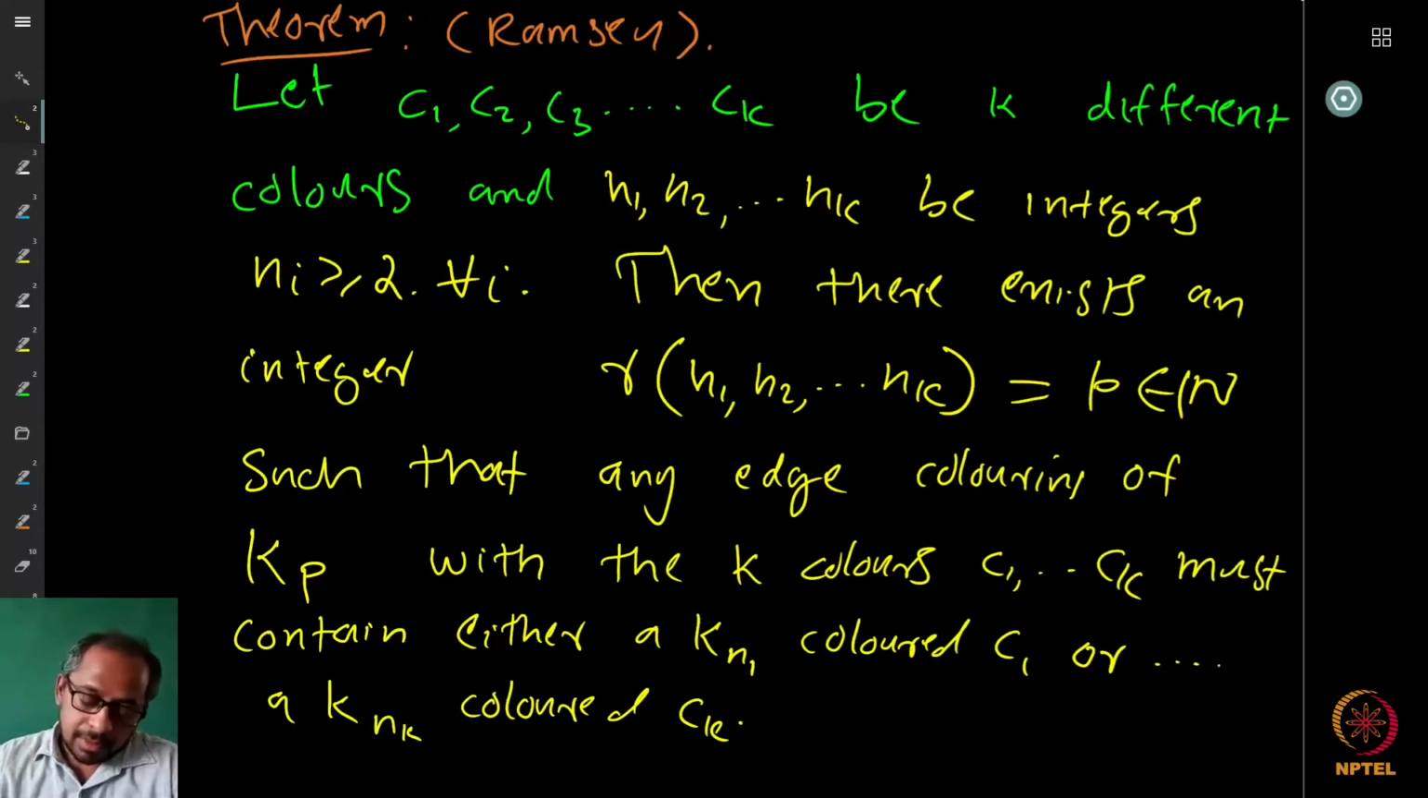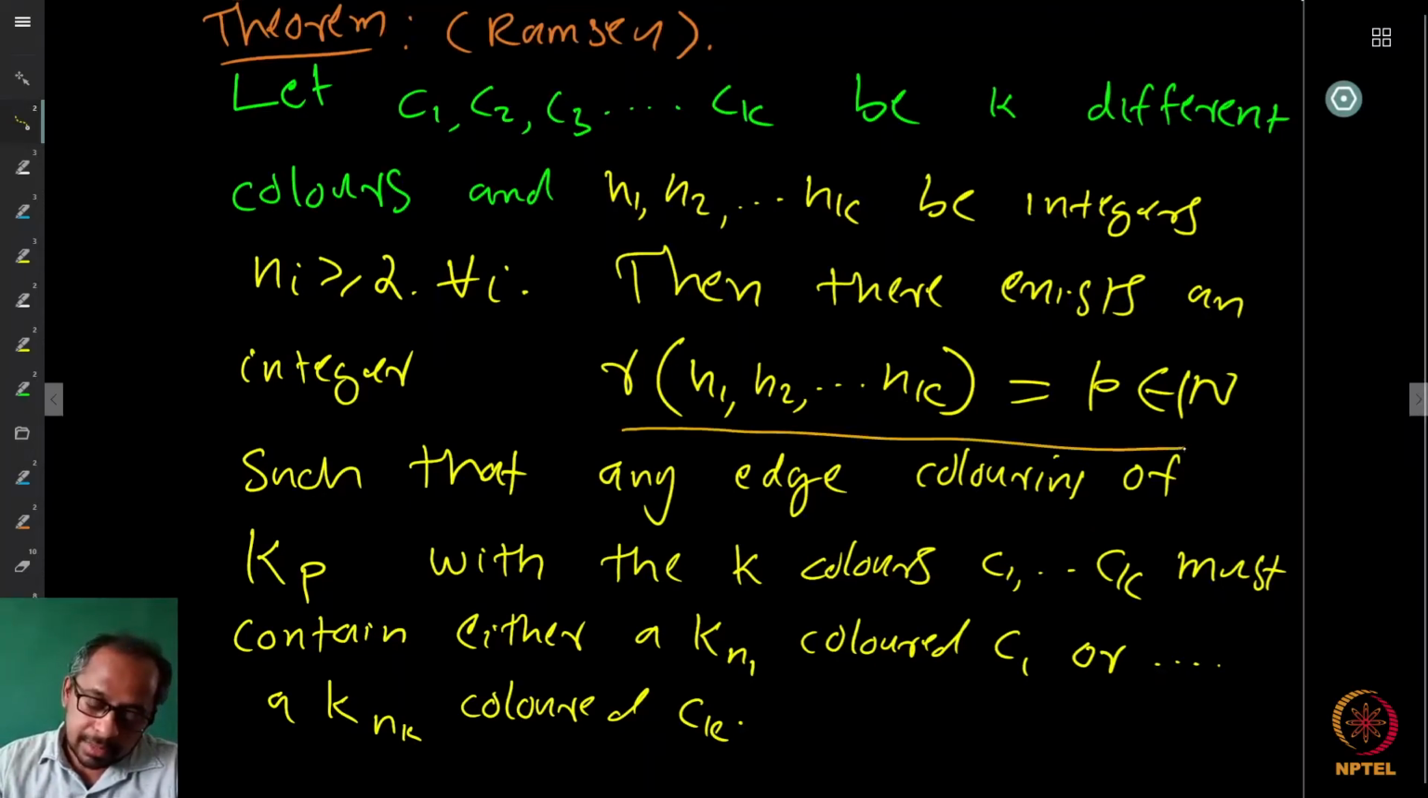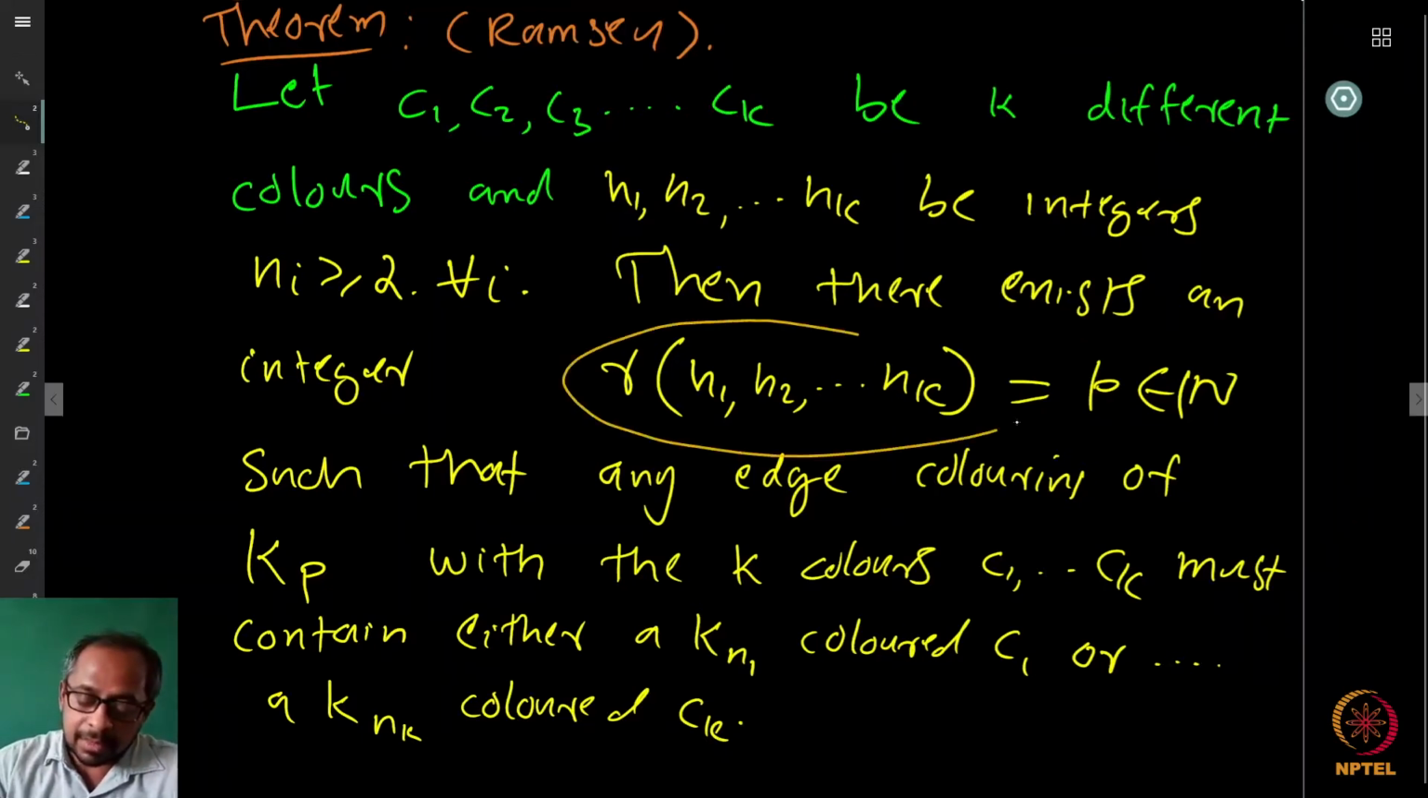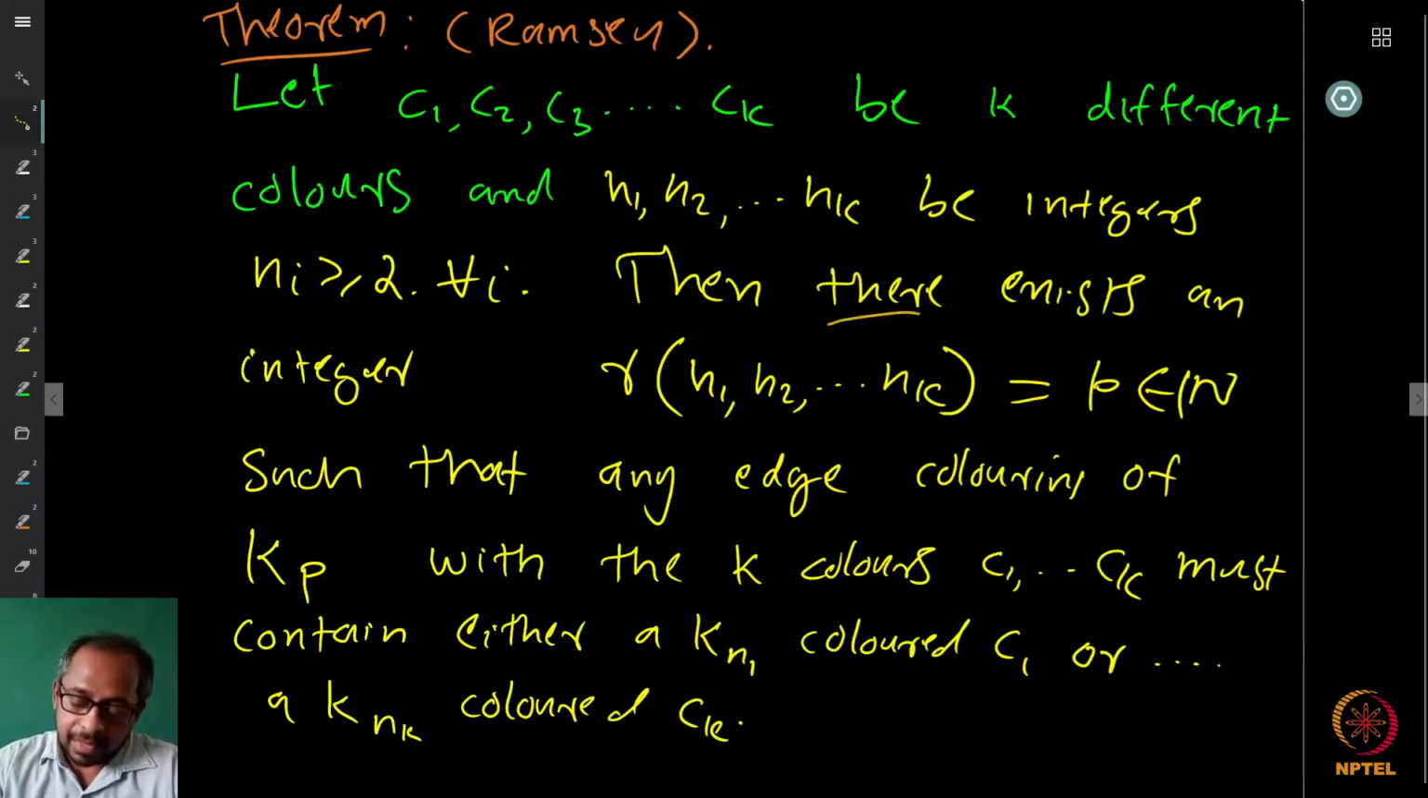Okay, so the theorem says that there exists an integer r of n1 to nk such that, let's say p, any edge coloring of the complete graph on p vertices with the k colors C1 to Ck must contain either a Kn1 colored C1, or a Kn2 colored C2, or a Knk colored Ck. This is something which you cannot avoid, as long as the number is larger than r of n1 to nk.